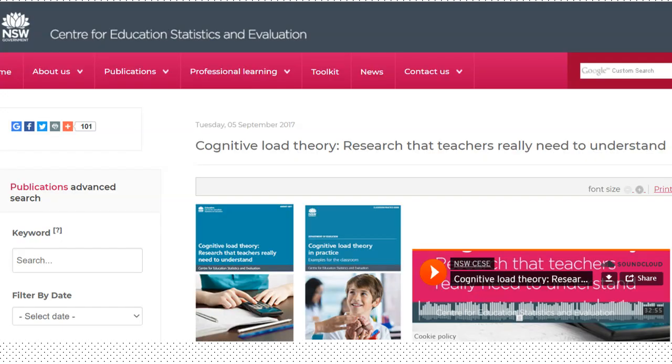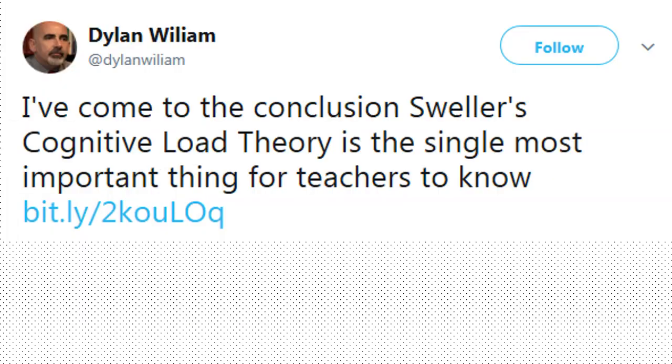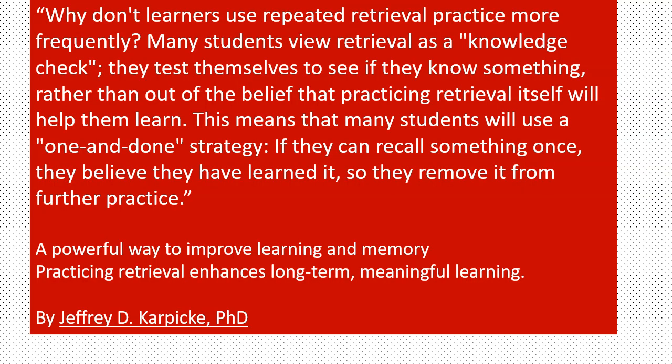It is something that has been put out by the Centre for Education Statistics and Evaluation. It's not just in New South Wales, it's an idea about learning that's starting to get more traction. It's been around since the 80s, or the 90s I think. Dylan Wiliam, one of my favourite educationalists, one who actually teaches in a classroom, says it is the single most important thing for teachers to know. And one of the things it helps us understand is the role of retrieval practice, i.e. just constantly trying to remember things.